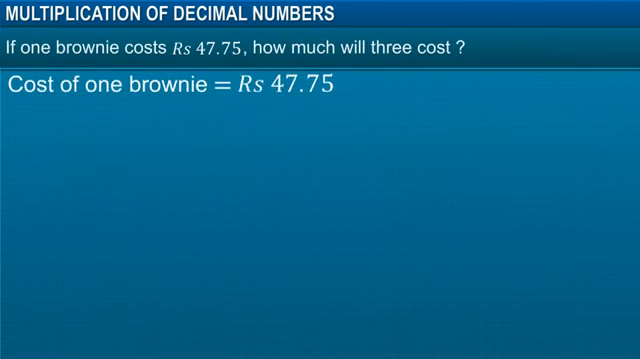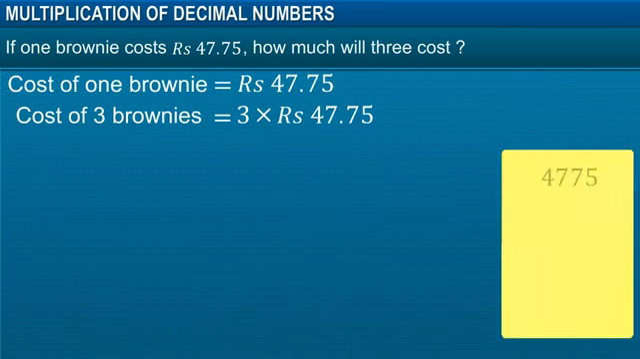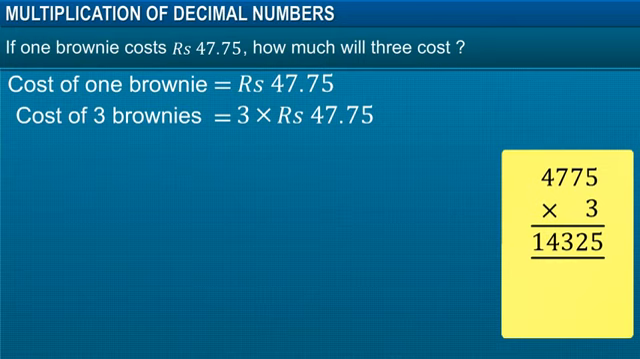To calculate the total money spent on 3 brownies, we just multiply 3 by 47.75. Now, 3 is a whole number and 47.75 is a decimal number. To multiply a whole number by a decimal number, we first multiply the two numbers ignoring the decimal. We get the product as shown here.